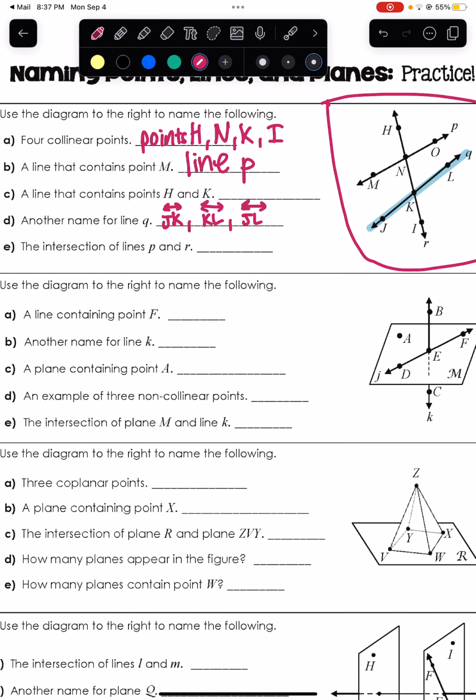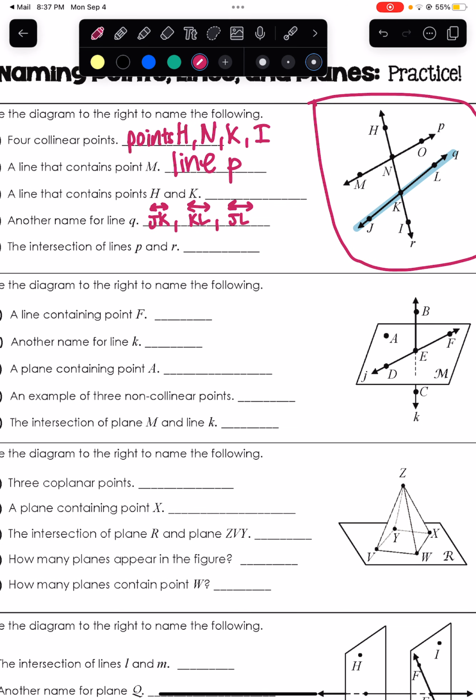All right, and then for E, the intersection of lines P and R. Okay, let's see. P, R. What is that intersecting point? Remember, lines intersect with a point. What is the point that is being intersected? I'm going to look, and I see this one right in the middle of both of them. That's the point that they both share. So I'm going to say point N.